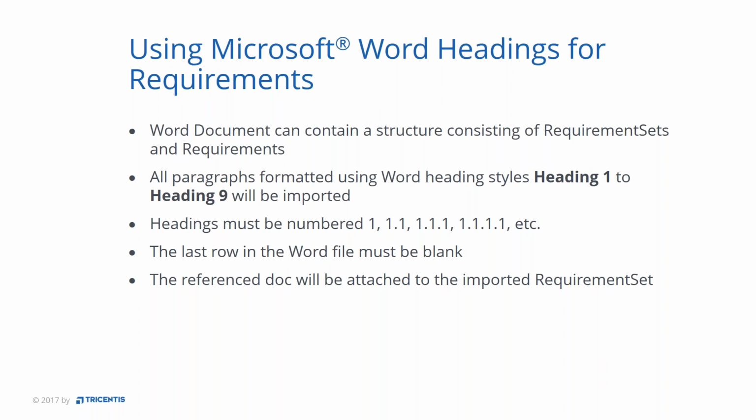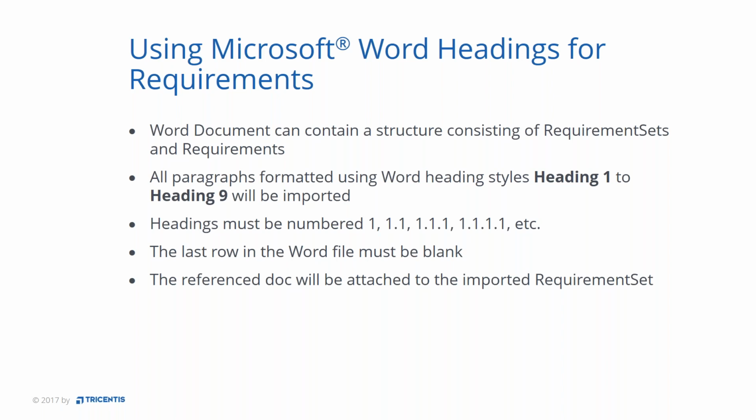So these are the heading styles from Microsoft Word. It's very simple, actually. Basically, you have to create a Word document which contains a structure of requirement sets and requirements. The requirement set will be the file itself, and the requirements will be the headings underneath. You can use Word heading styles heading 1 up to heading 9, and then you have to number them using the outline 1, 1.1, 1.1.1, so all of the different chapters, and that will designate at each heading level which sub-requirements should be imported. Okay, and then the last row in the Word file should be blank.